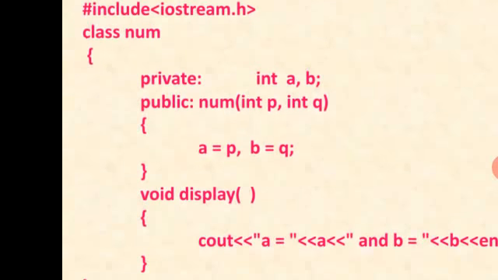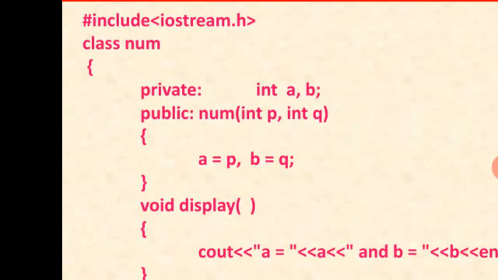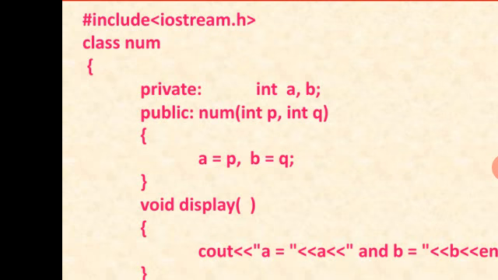So students, let me show here one programming example for the parameterized constructor. You can see here we are beginning with the header file iostream.h. Then I have defined one class. The name of the class is num, N-U-M. Now I have taken the private access specifier where I have declared two variables, A and B. They are of the data type integer, meaning they hold integer values.